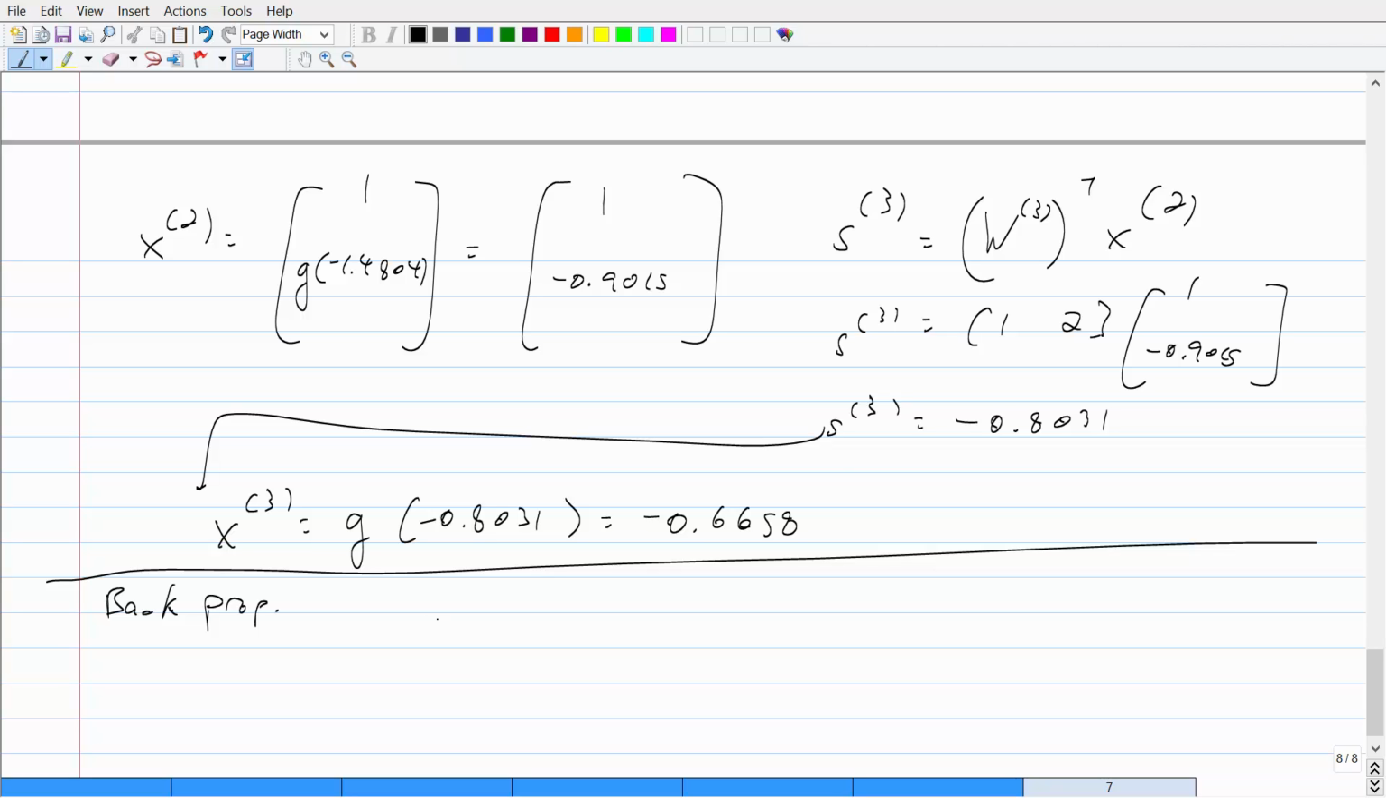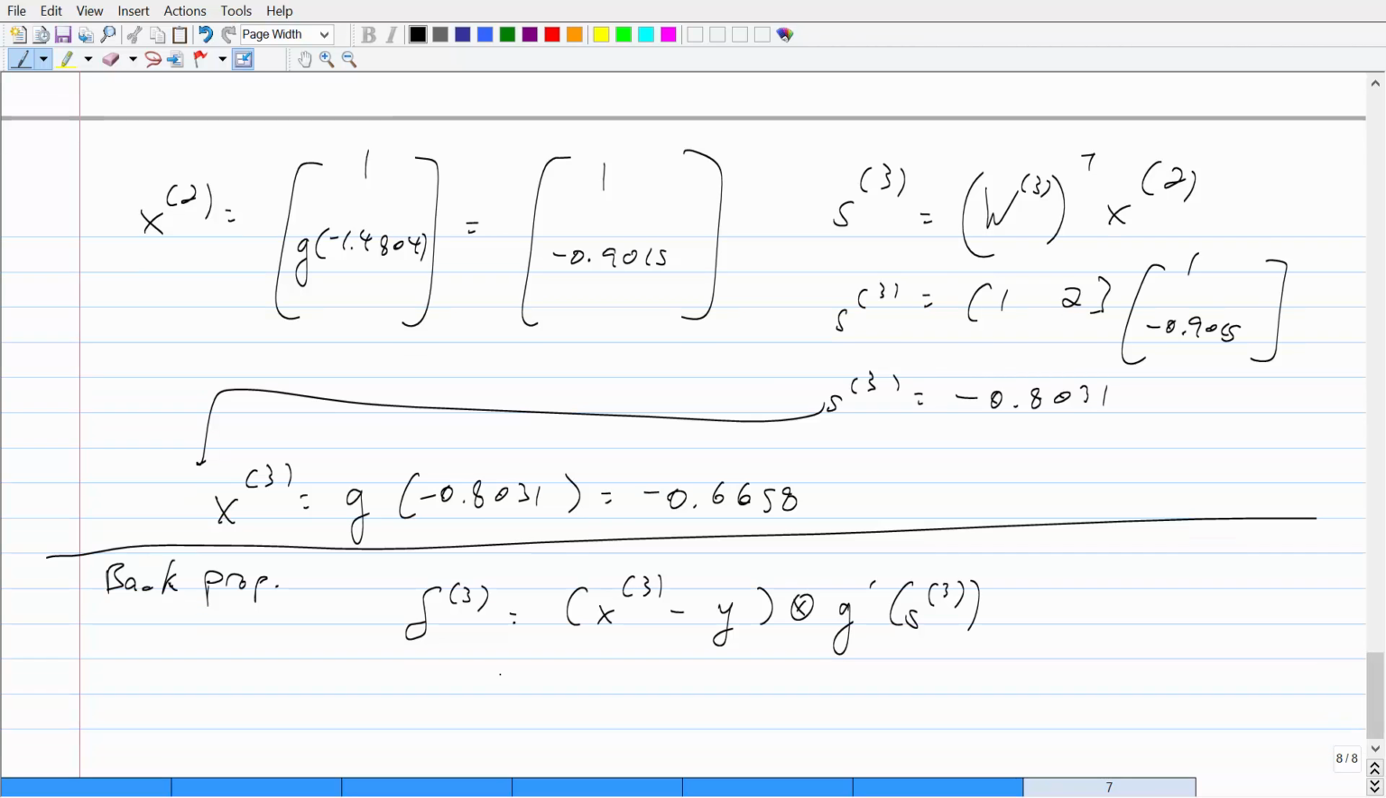Remember, you have to calculate all the delta terms first. If you want to calculate the last one, all you have to do is take the predicted output from the output layer, subtract the expected output, and then do an element-wise product with the derivative of the signal S of 3. So you're doing this element-wise. X of 3 was equal to what? Minus 0.6658. And then Y was equal to 1, I believe, yes, so 1.